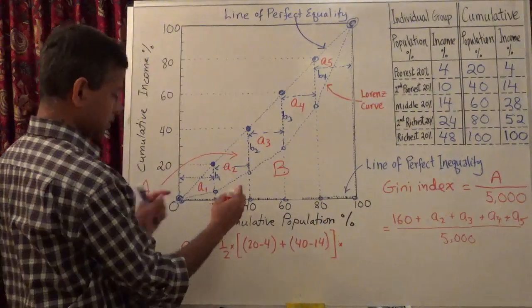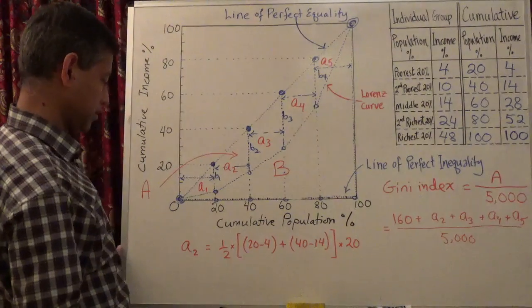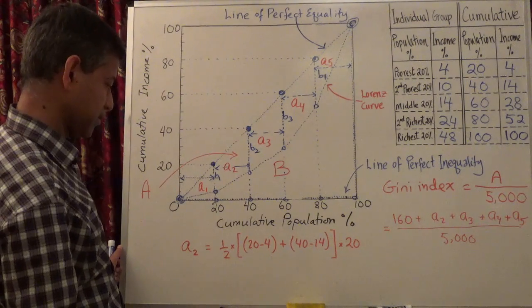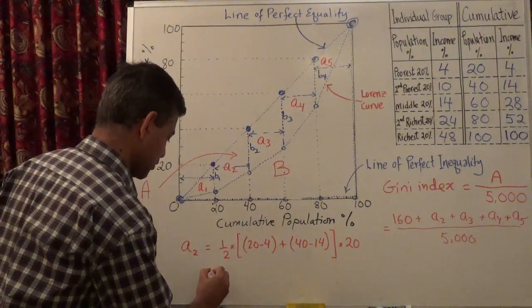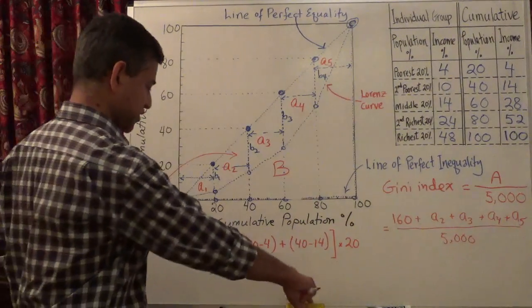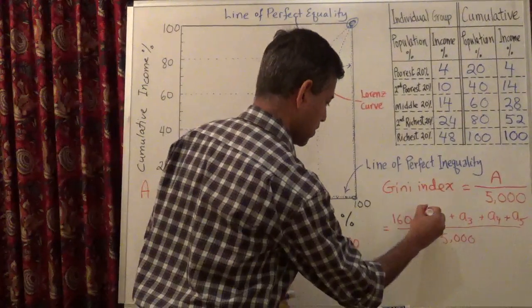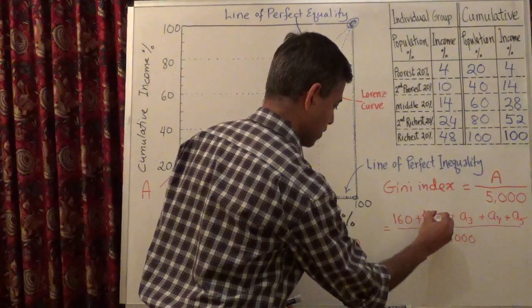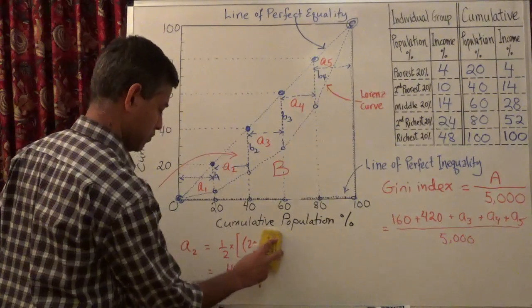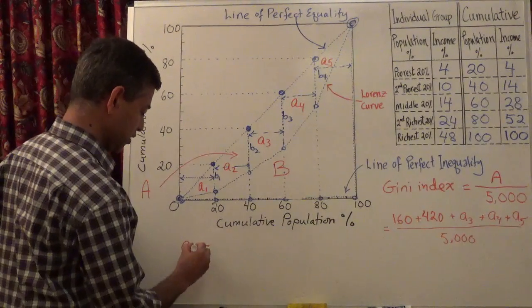Multiplied by the height of the trapezoid, that's 20. And this will turn out to be 16 plus 26 is 42. So 420. So that's area A2. We can go ahead and replace that. Proceed to area 3.